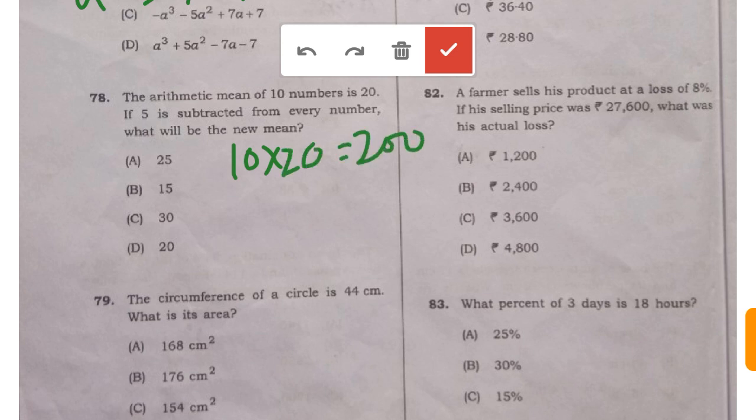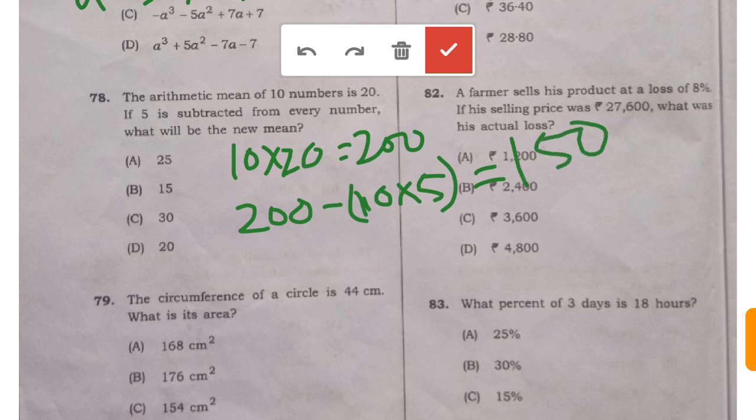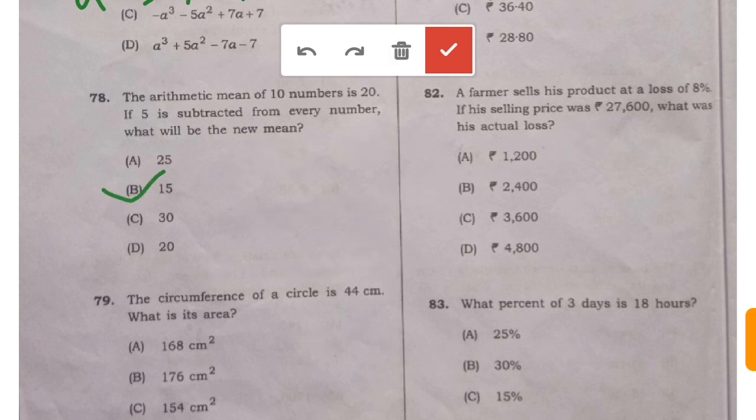Okay, if we subtract 5 from each number, then the sum will be 200 minus 10 numbers, so 10 into 5, that means 50, and 200 minus 50, so 150. Now the new mean will be 150 upon 10, so 15 is the new mean. So option B is the correct answer. Come to the next question.